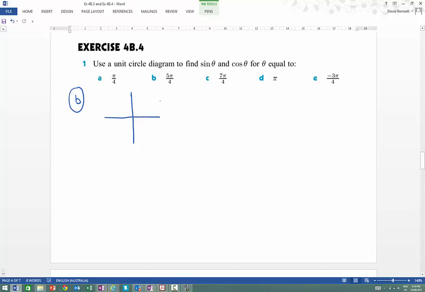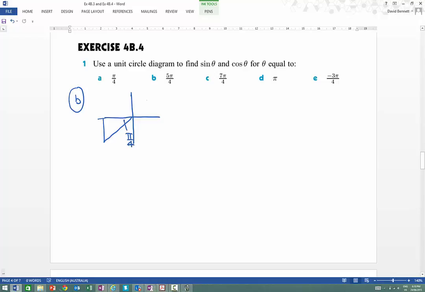Now, if we're thinking about pi on 4, that's pi on 4, 2 pi on 4, 3 pi on 4, 4 pi on 4 around here, which is pi. So 5 pi on 4 would be a line that goes over here. So that's 5 pi on 4. That means that this angle in here is in fact pi on 4.